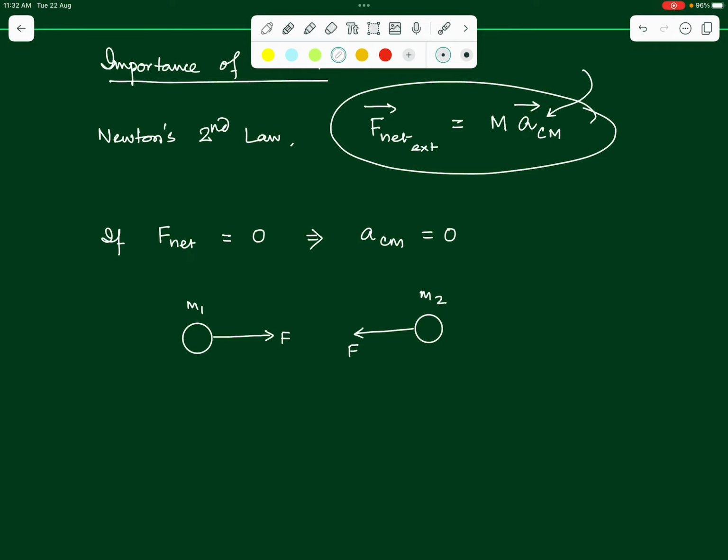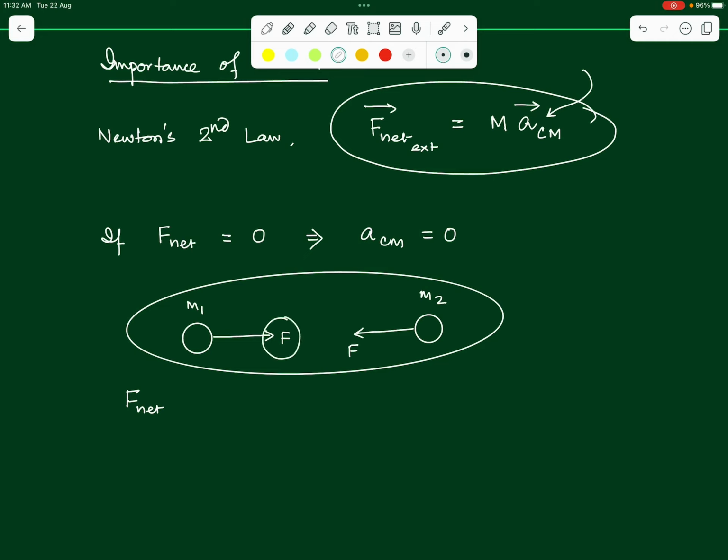And in this case, if we try to find out the net force on the two particle system, if we consider both the masses as a single system, do we understand that there is no external force on the system? These forces that they are exerting on each other are called internal forces, that one part of the system exerts on the other part, right? So these two F's are internal forces. So the net external force on the system is 0, which means that the acceleration of center of mass of the system will also be 0.